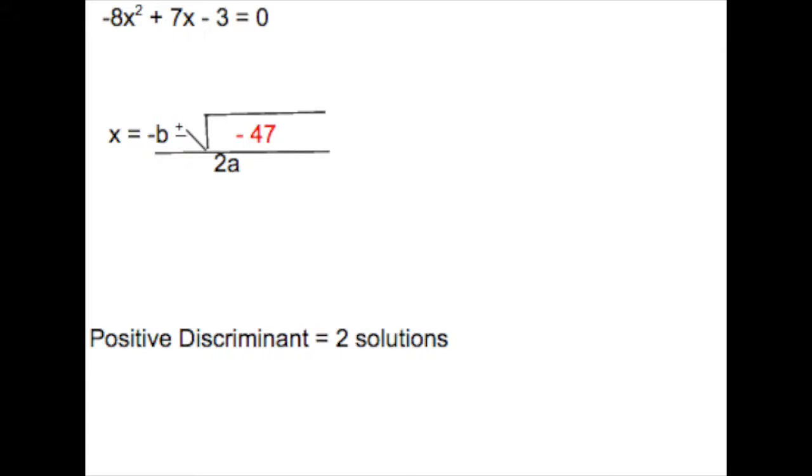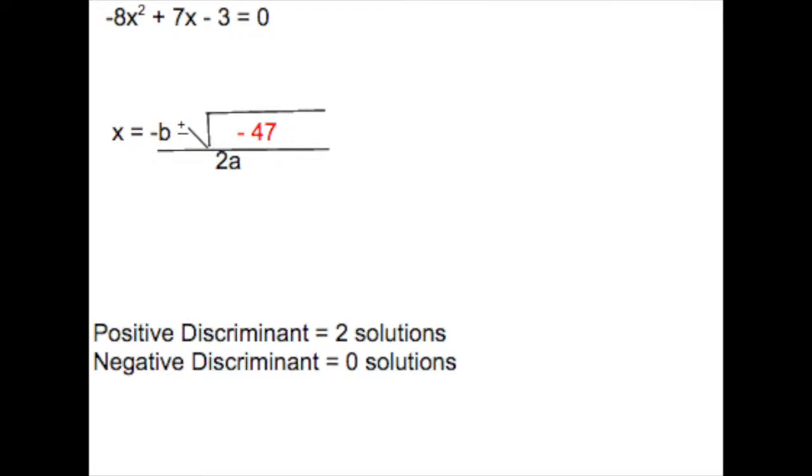Again, our discriminant can tell us how many solutions the quadratic equation will have. When we have a negative discriminant, there are 0 solutions. This is because we cannot take the square root of a negative number.